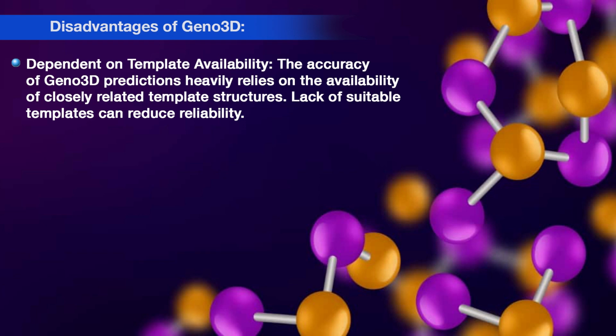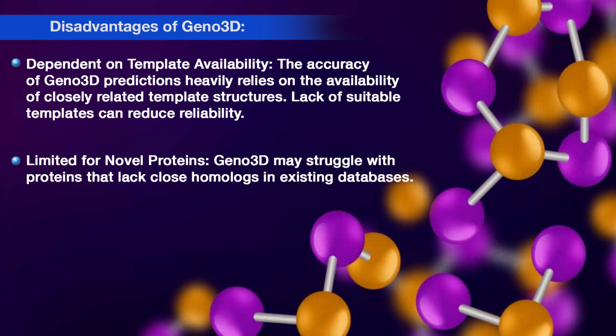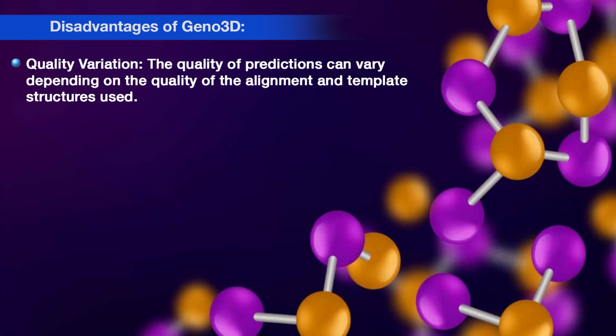First one, dependence on template availability. The accuracy of Geno3D prediction heavily relies on the availability of closely related template structures. A lack of suitable templates can reduce the reliability of the protein structure. What is the second challenge? Limitation with novel proteins. Geno3D may struggle with proteins that lack close homologs in existing databases. What is the third challenge? Quality variation. The quality of prediction may vary depending on the quality of the alignment and template structures used.